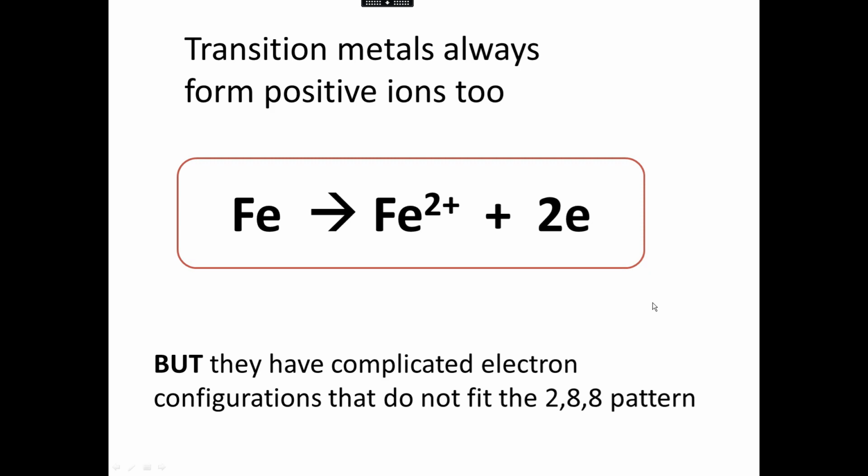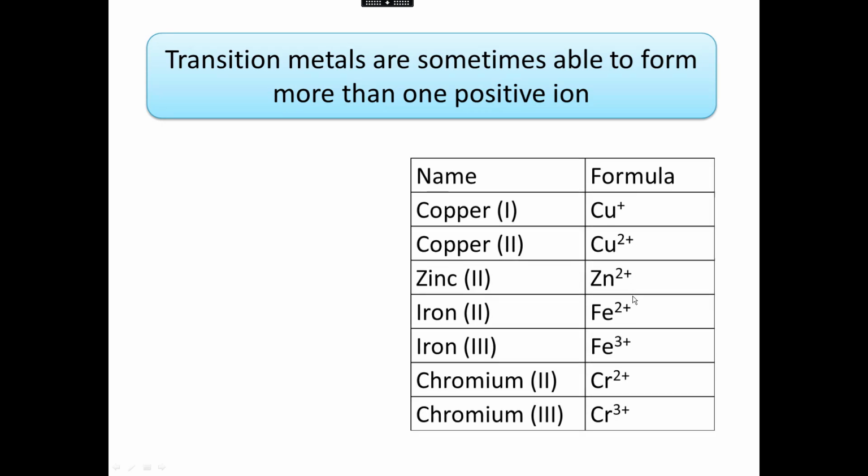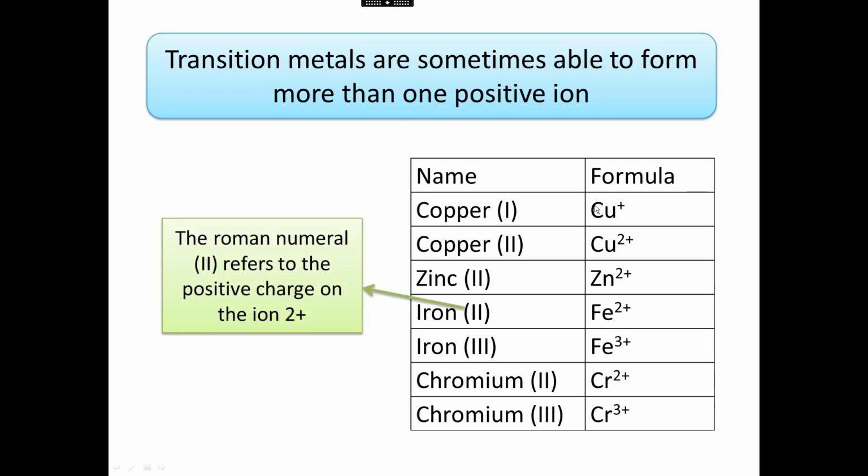But what we do learn at GCSE is the fact that a consequence of having a complicated electron structure is they don't always lose the same amount of electrons. Iron can sometimes lose 2 electrons to form Fe2+, but it can sometimes form Fe3+, by losing 3 electrons. So here copper 1+ will have been formed by copper losing 1 electron. If copper were to lose 2 electrons, it forms copper 2+ instead. So transition metals can form a range of positive ions depending on how many electrons they lose.